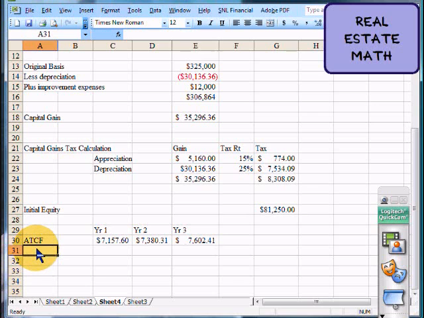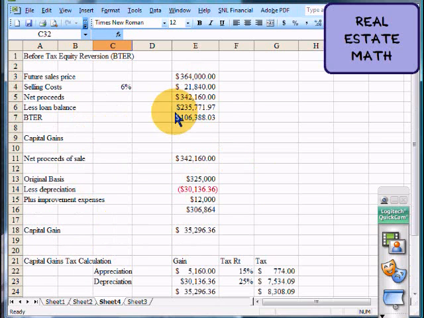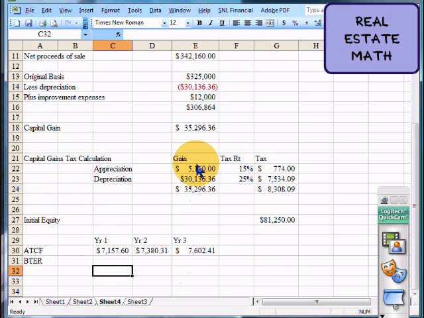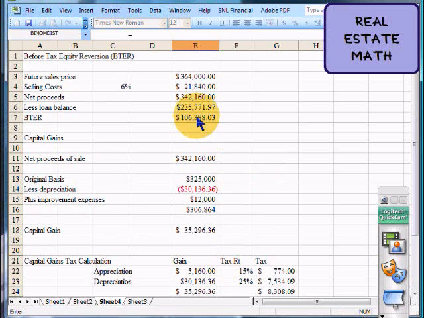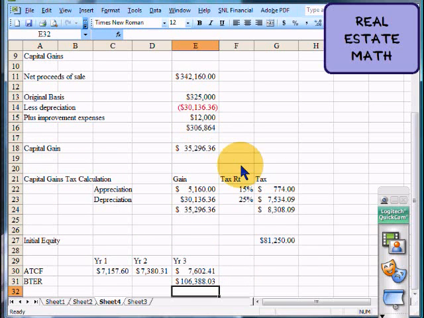Now, what about that before-tax equity reversion? If you recall, that's further up on this same sheet. This is what we're going to get before we pay taxes when we sell the property. We've sold it, we've paid off the loan, we've paid commissions, and we end up with $106,388. But we get that in the third year. So let's go ahead and point to that up there, $106,388.03.